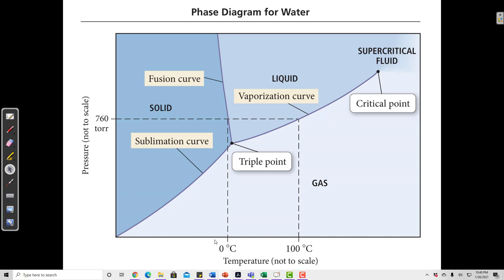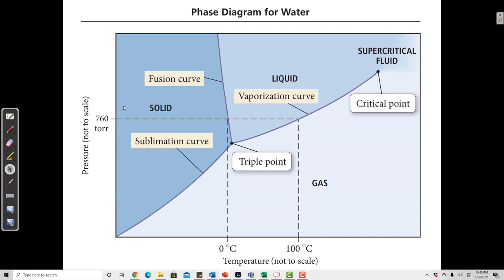On this axis down here, this is the temperature axis. So as I go this way, the temperature is increasing. So right here I'm below zero, and then I reach zero, 50, 100, 150, 200, and so on. So this way the temperature increases. Here is zero pressure, and as I go this way on this axis, the pressure is increasing.